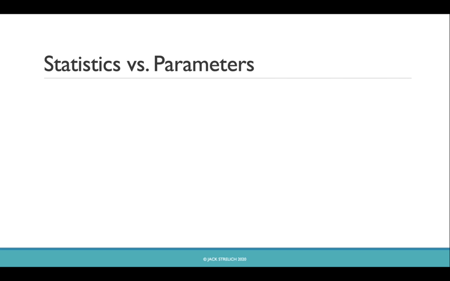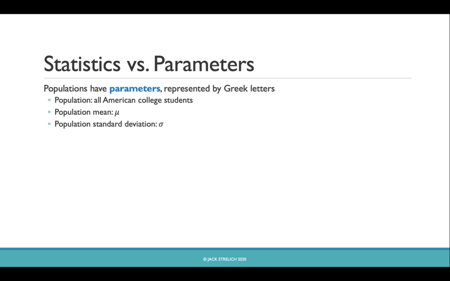Next, we'll talk a little bit about the distinction between statistics and parameters. Populations have parameters, which are always represented by Greek letters. So, if our population is all American college students, and we want to find out how they feel about online learning, the population mean will be represented by the Greek letter mu, that weird U-looking thing that you see there, and the population standard deviation will be represented by the Greek letter sigma.